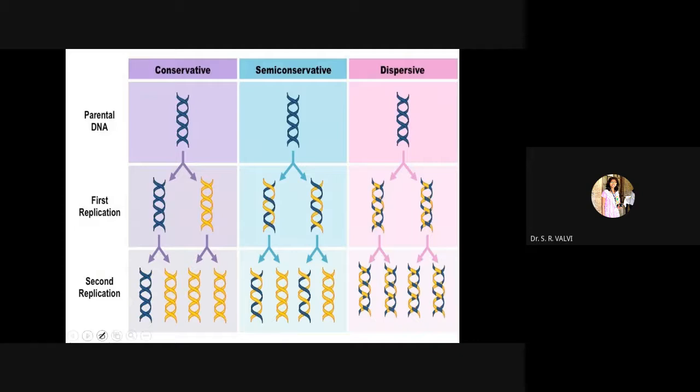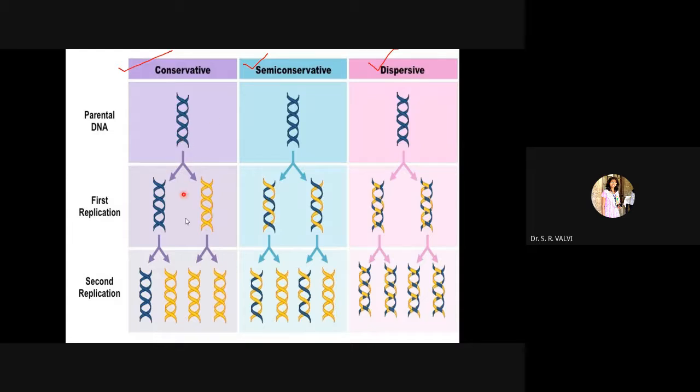Now here we have the types of replication, right? So the first type is conservative, the second type is semi conservative, and the third type is dispersive, right? So what is conservative replication, what is semi conservative, and what is dispersive type of replication? Here in conservative, this is the parental DNA, which is again double helical in structure. Let me take the laser pointer. So here you can see this is the DNA double helical structure, right?